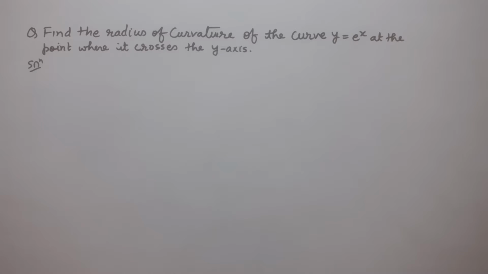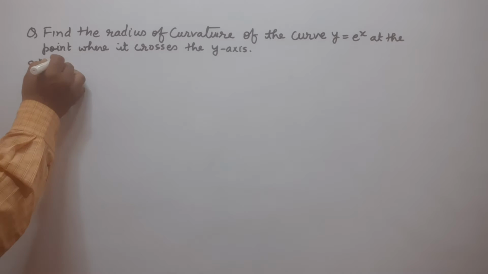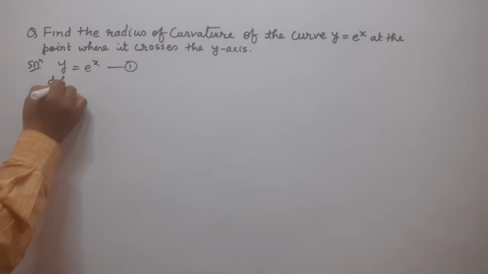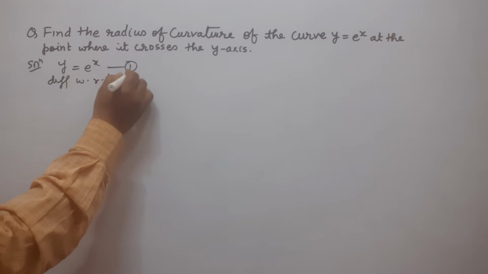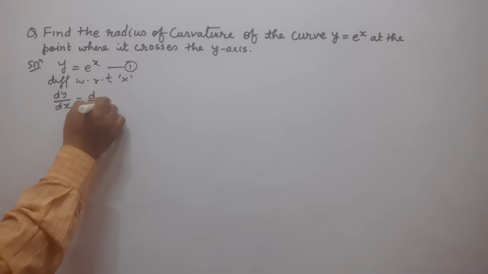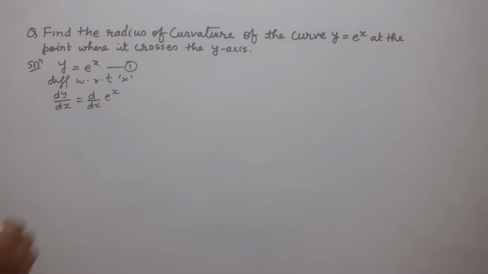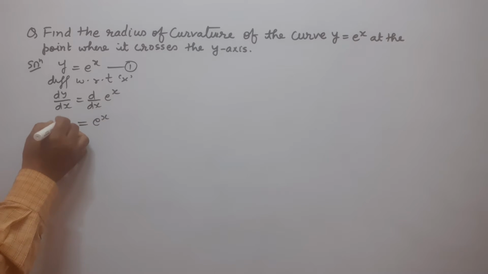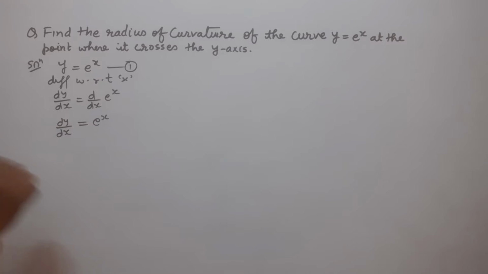जहाँ पर ये कर्व y एक्सिस को कट करता है उस पॉइंट पर इस गिवन कर्व का रेडियस ऑफ कर्वेचर फाइंड करना है. So first we differentiate this y is equal to e to the power x with respect to x. So we write here d by dx of y is equal to d by dx of e to the power x. And we know that differentiation of e to the power x with respect to x is e to the power x here. So dy by dx is equal to e to the power x.